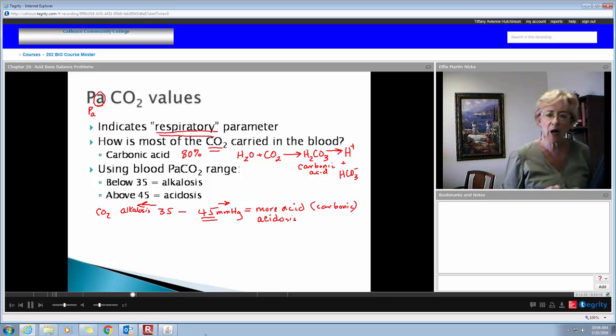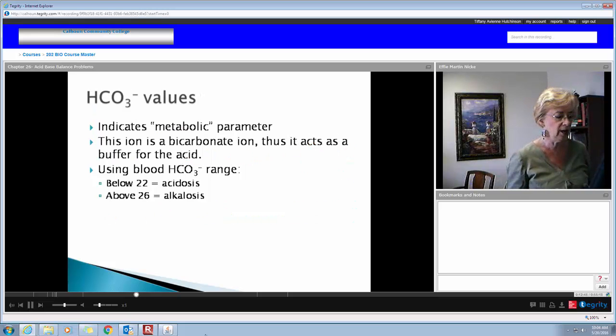So if your CO2 level is lower than 35, then you're going to tend to be in alkalosis. All right, let's go to the next one. We're just setting it up. Give me time to set this up. I will repeat enough of this as we work problems that you will get it, okay?